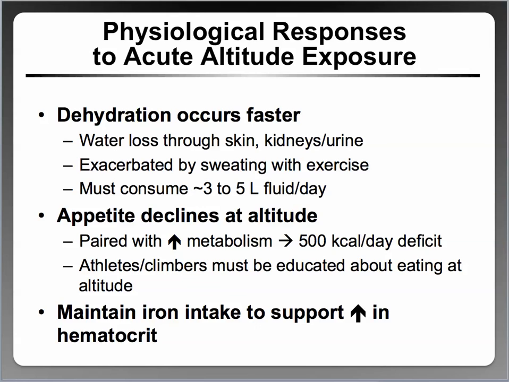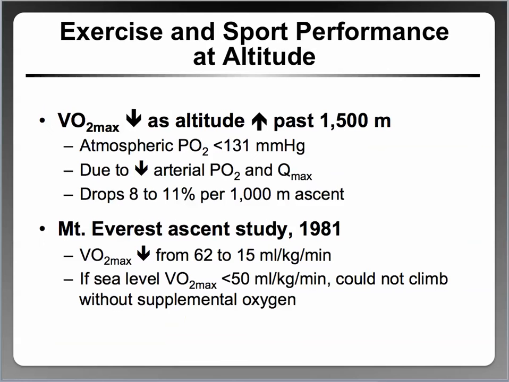So to offset that, you need to be aware that at altitude you need to eat more calories than your appetite suggests. Also, you need to maintain your iron intake, so eat iron-rich foods, maybe even take supplements, so that you can support that increase in hematocrit that's going to come along, and so that you can have adequate red blood cell production over the first 4 weeks of being at altitude.